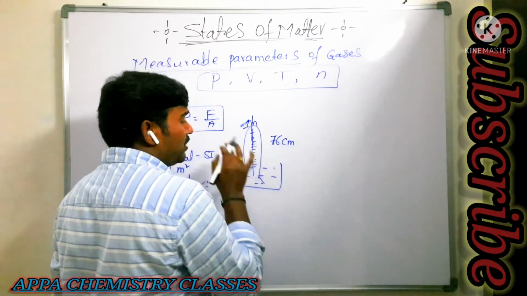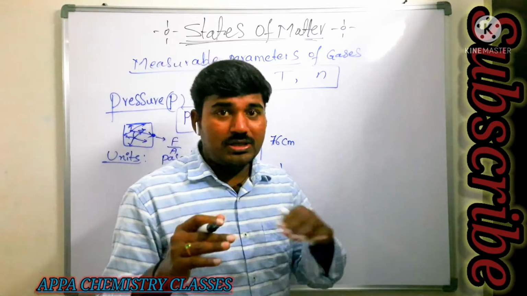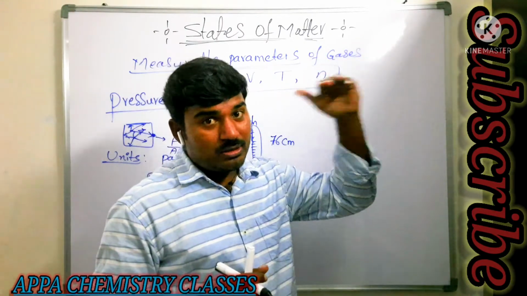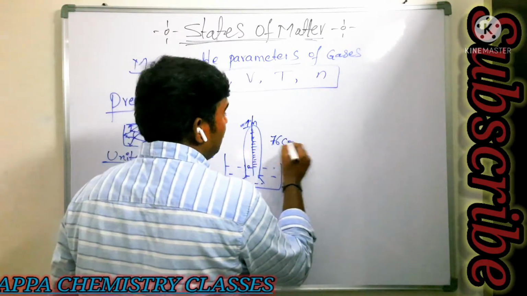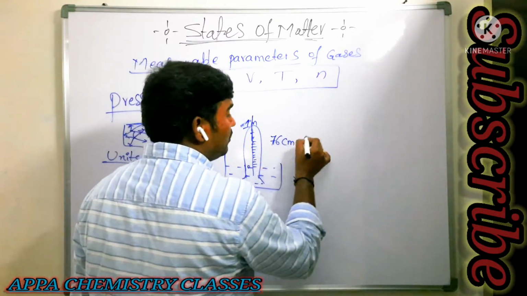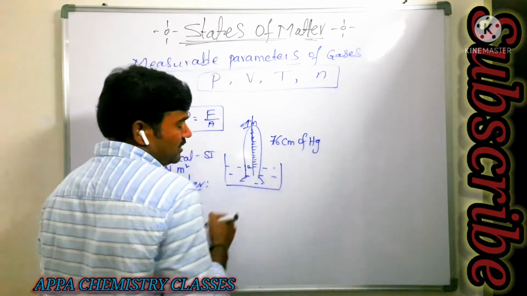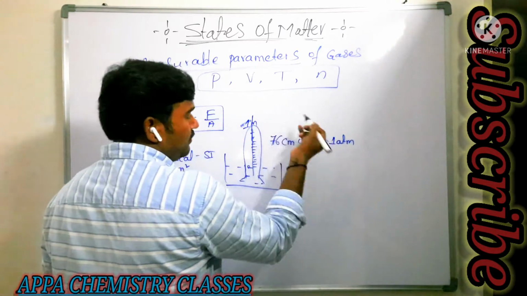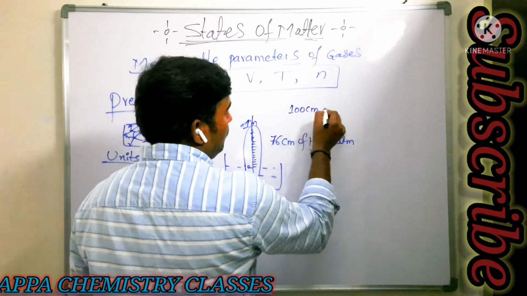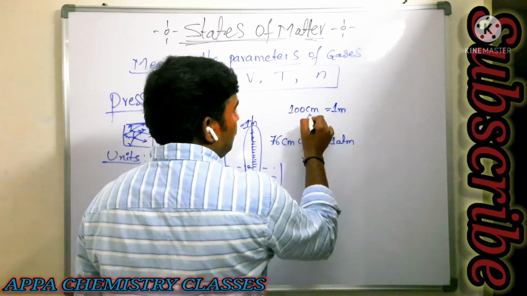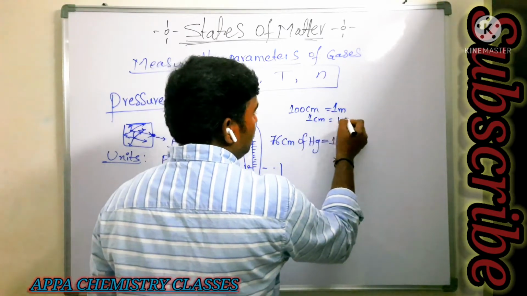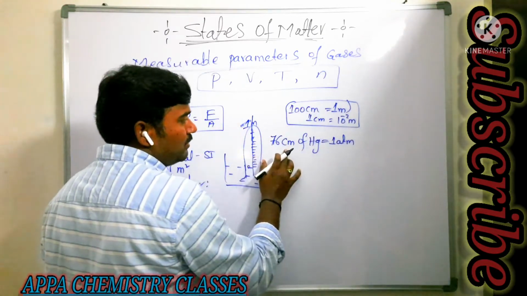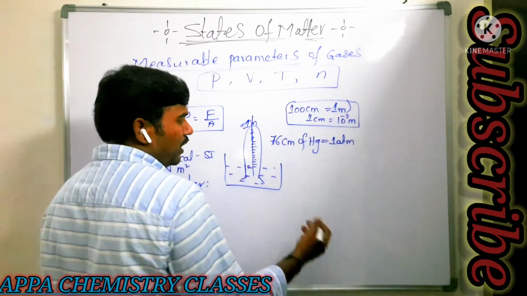What is the normal atmospheric pressure? When the cistern barometer is placed near sea level, if the mercury has a height of 76 centimeters, it is said to be 1 atmosphere. 76 centimeter of which column? Mercury column. So 76 centimeter of mercury is nothing but 1 atmosphere pressure. We know that 100 centimeter is equal to 1 meter, so 1 centimeter is equal to 10 power minus 2 meters.